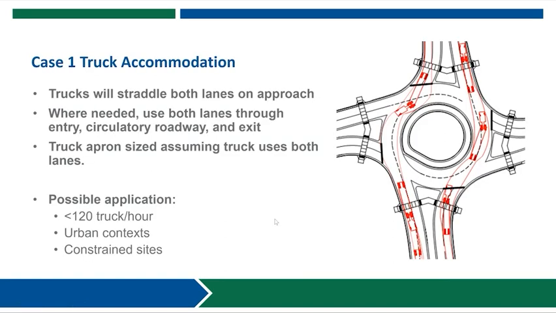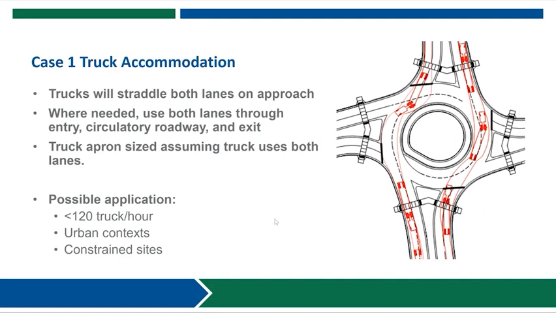Case one truck accommodation is focused on sites that have lower truck volumes. So the GDOT Roundabout Design Guide defines that as less than approximately 120 trucks per hour. Urban context with heavy site constraints where a smaller diameter may be needed. These are all examples of possible applications for case one truck accommodation.